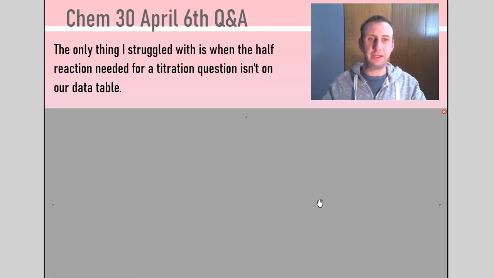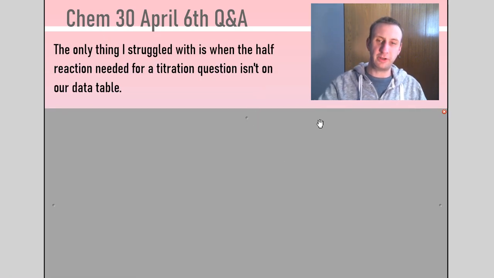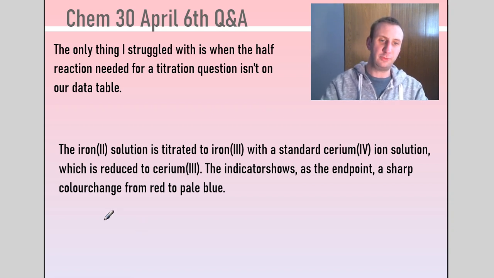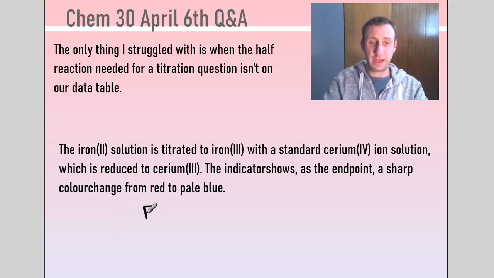Okay, a half reaction needed for a titration question isn't on our data table, so you have to build your own. That can be confusing. So I took an example actually from your textbook to show you how you would build your own half reaction. So here's an example where iron 2 solution is titrated to iron 3. So right away from this, I actually have a half reaction. I know that Fe2 positive aqueous is turning into Fe3 positive aqueous.